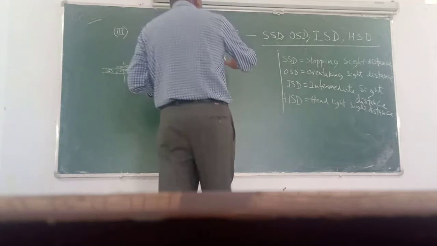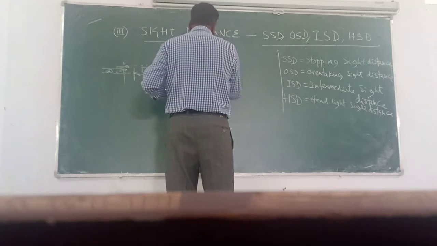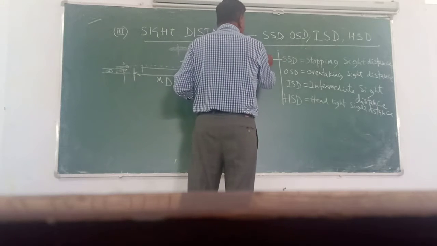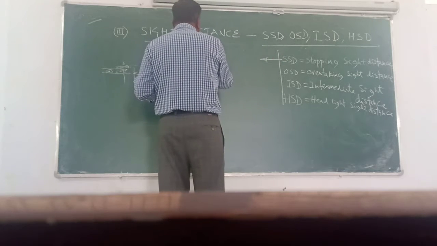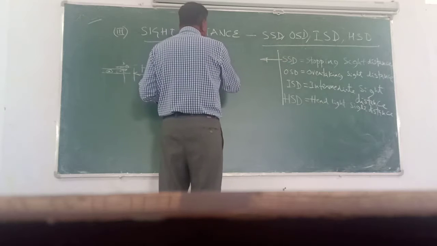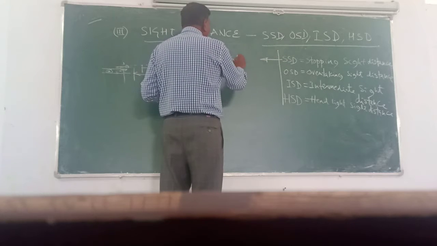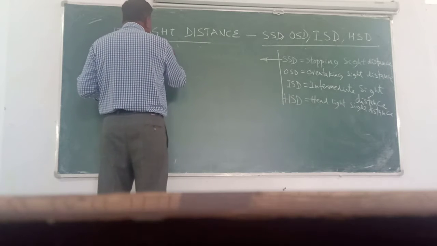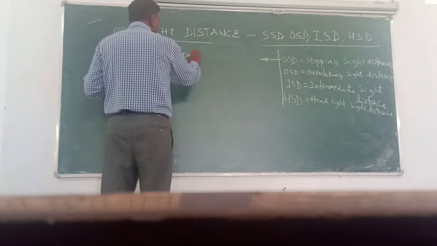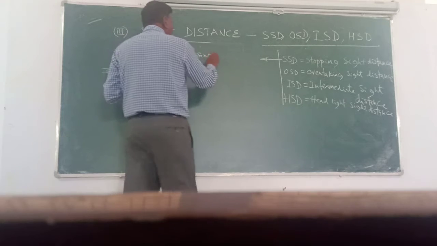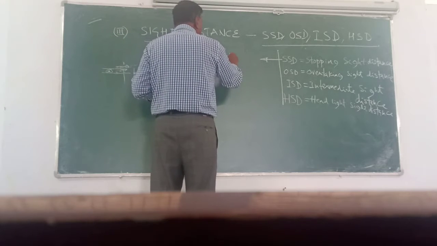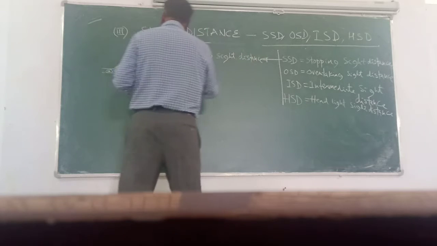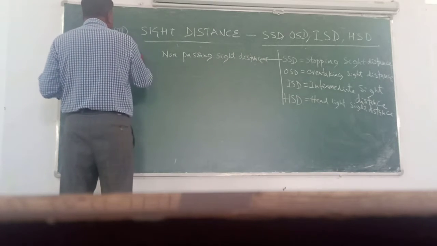If you ask me, of course you are not asking, never ask me. This SSD is also called the non-passing sight distance. You write it. Non-passing sight distance. If you write it in a similar manner, this will become NPSD.